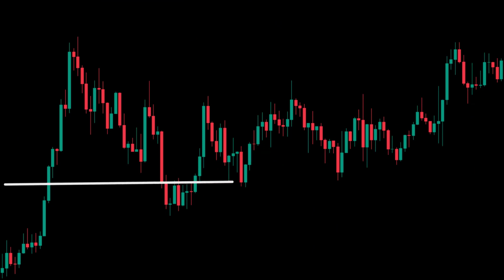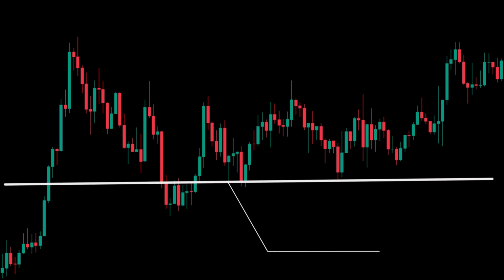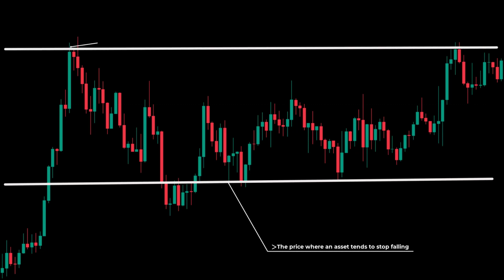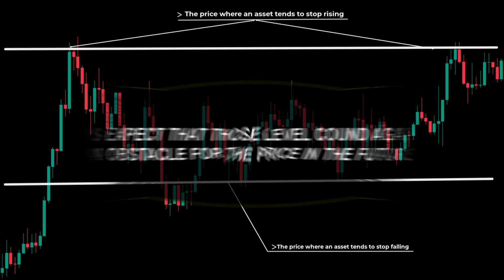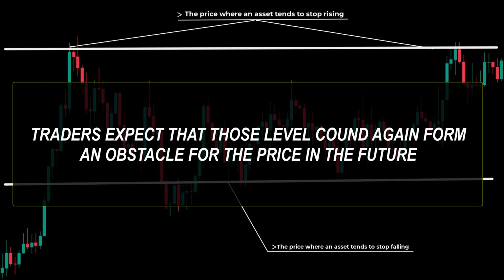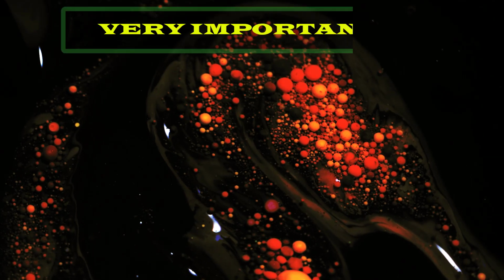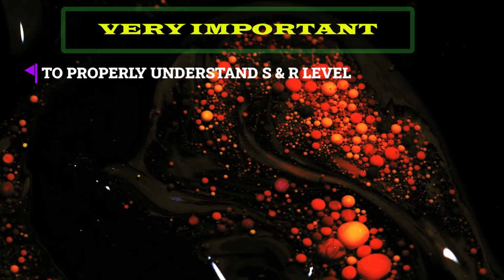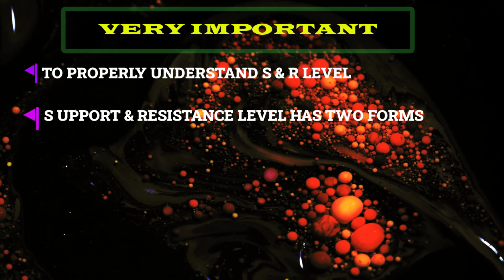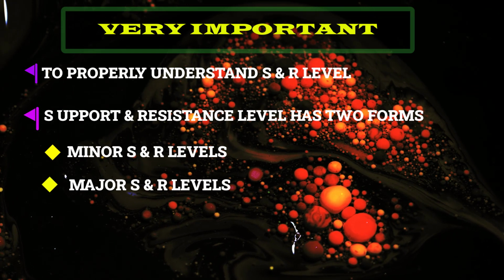Technically speaking, a support level is a price level at which the price has had difficulty breaking below, while a resistance level is a price level at which the price has had difficulty breaking above. As a result, traders expect that those levels could again form an obstacle for the price in the future. To properly employ support and resistance, you must also be aware that there are two main forms of support and resistance, such as minor and major levels.